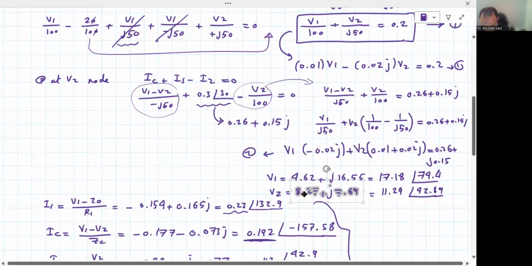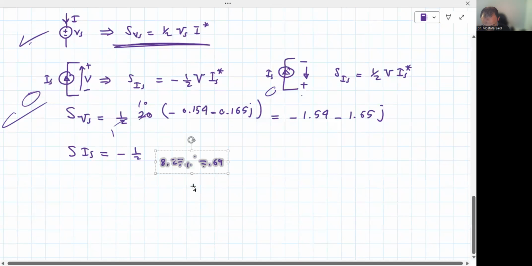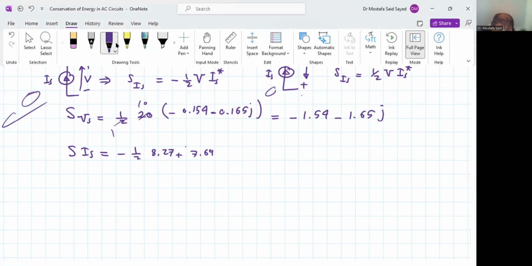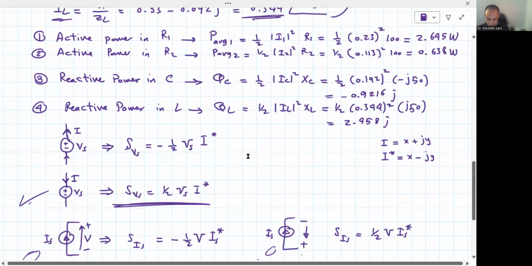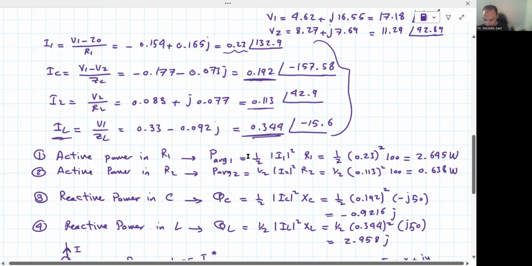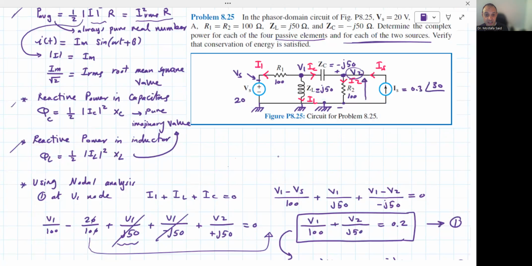Copy V2. Paste it, and put parentheses. Then I conjugate. We have I in both polar and rectangular form. Look, it is 0.3 angle 30, so the conjugate will be 0.3 angle minus 30.